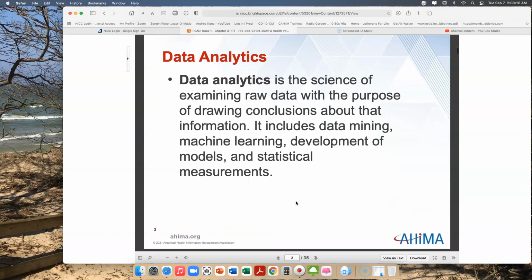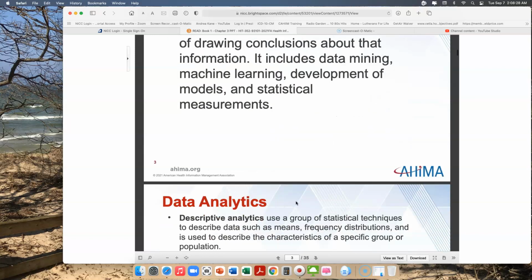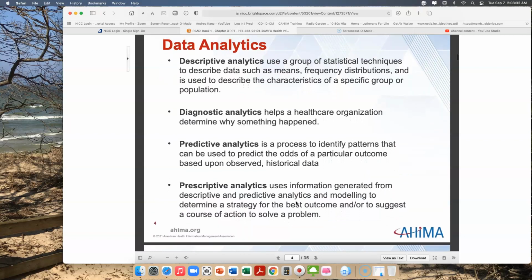Data analytics is the science of examining raw data with the purpose of drawing conclusions about that information. It includes data mining, machine learning, development of models, and statistical measurements. So let's talk about the different types of data analytics. There's descriptive analytics, which uses a group of statistical techniques to describe data such as means and frequency distributions, and is used to describe the characteristics of a specific group or population.